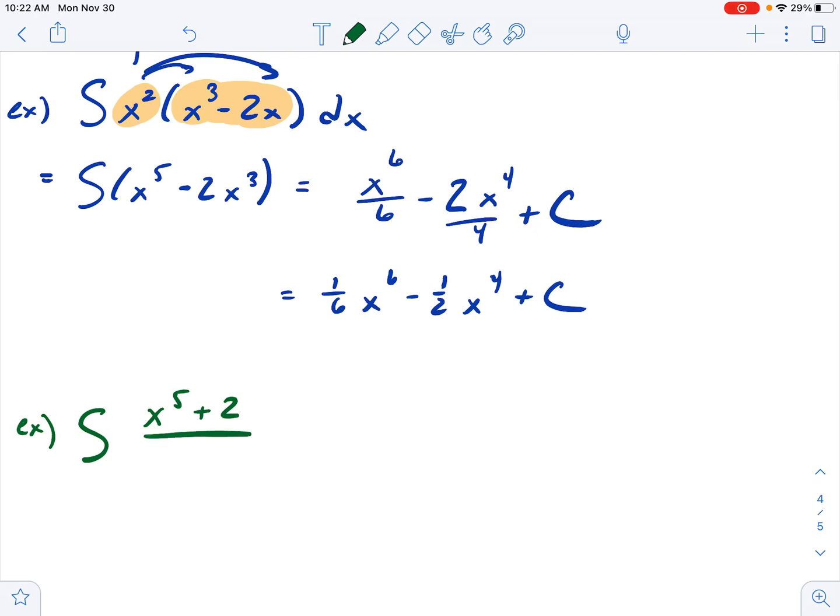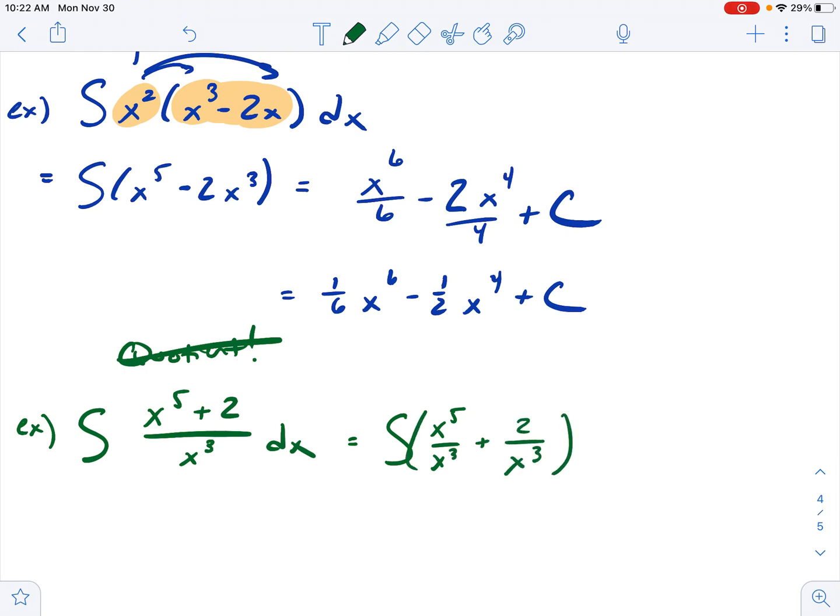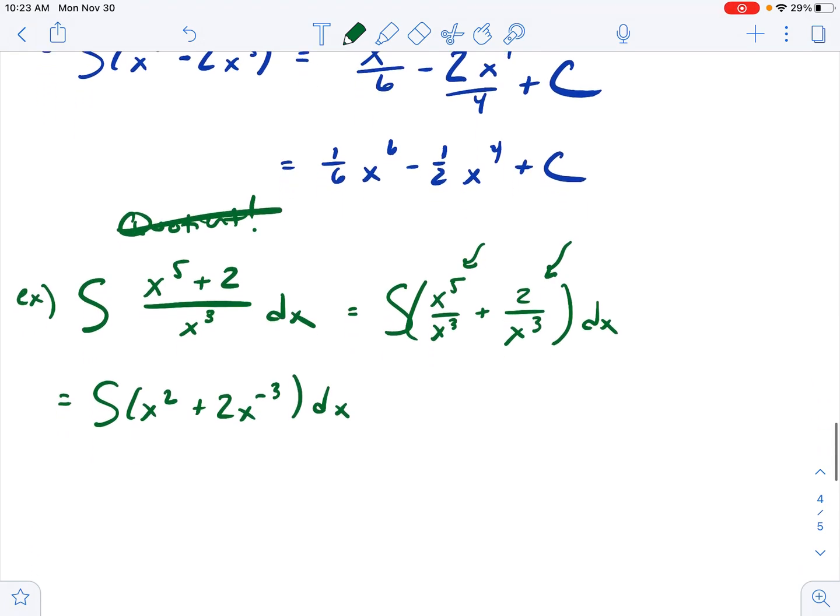If we see something like this, x to the 5th plus 2 divided by x cubed, this is a quotient. We would need the quotient rule to take the derivative, so it means we're not ready to integrate. We're going to get around the quotient. How are we going to do that? We're going to use a common denominator of x to the 3rd power to break this up. Now we can simplify. The first term becomes x squared. The second term is 2x to the negative 3rd. Now we can use the power rule. We got around the quotient.